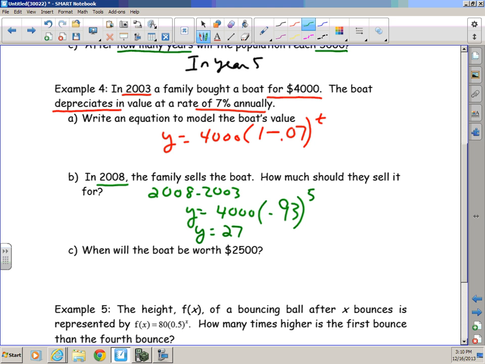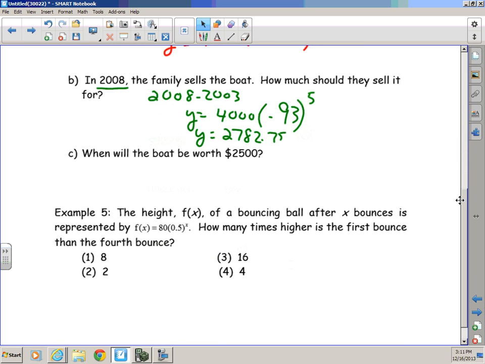and 278782.75. Okay? If you're not getting a number less than 4,000, something should be going off, because that's telling you it's not going down in value. Okay? Then when will it be worth 2,500? You do the same thing. You look that up on your table of values, and you should see it's in year 7 or 2010.